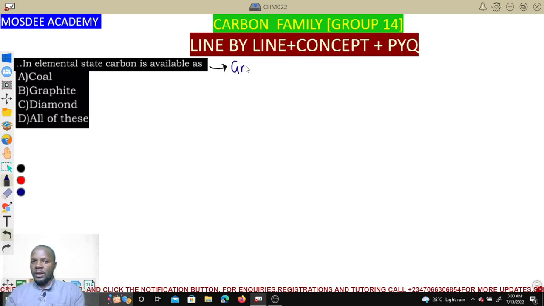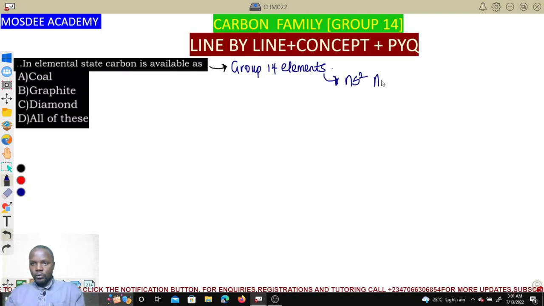This is the group 14 element, in the modern periodic table by Henry Moseley. Group 14 element. And when you talk about group 14 elements, basically you talk about the general configuration. That's the first thing I talk about: ns2 np2. So that is their general configuration.